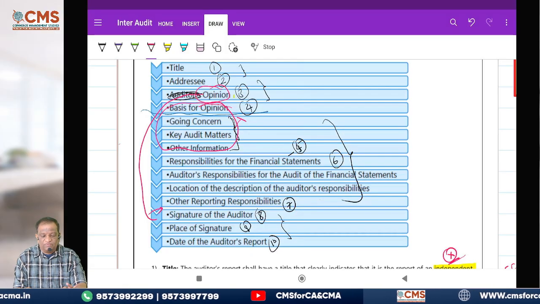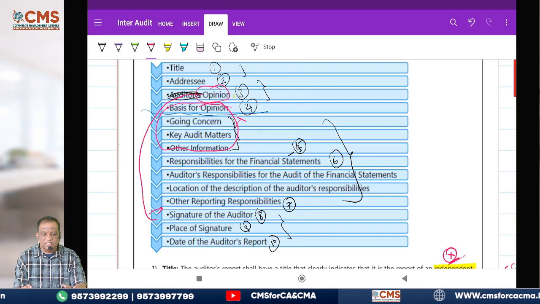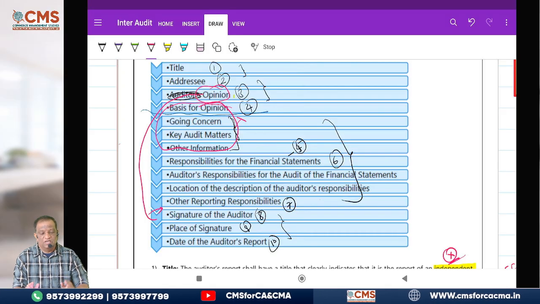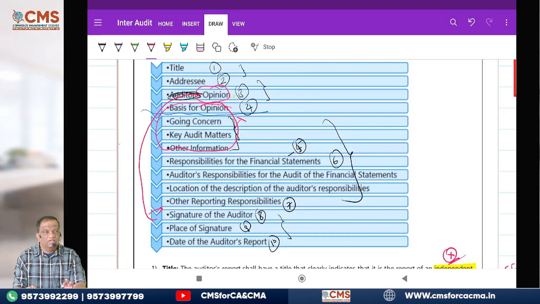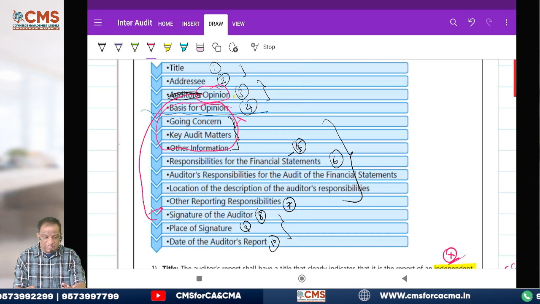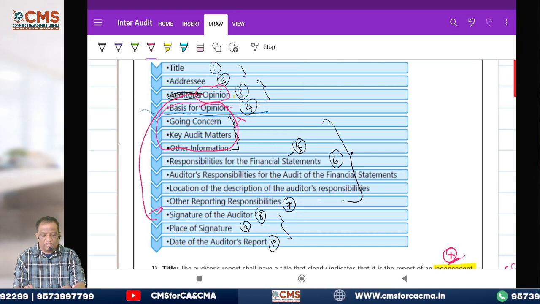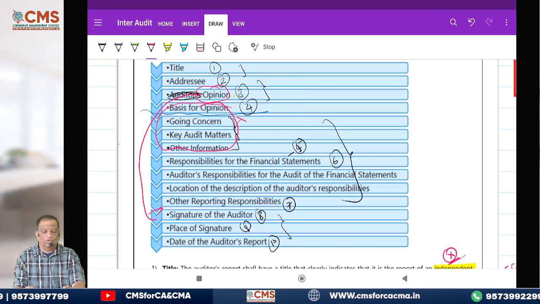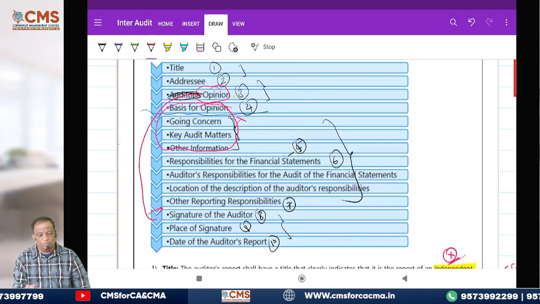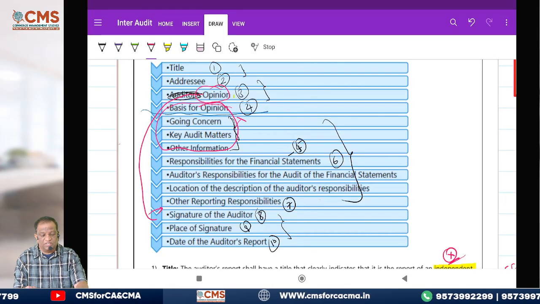So first, if we see what the basic elements are, this is nothing but the structure of the audit report, how the audit report should be structured. First one, title. Second is addressee, that is, whom the report is addressed to. Third and fourth relate to opinion. Third is opinion, and the fourth one is basis for opinion.